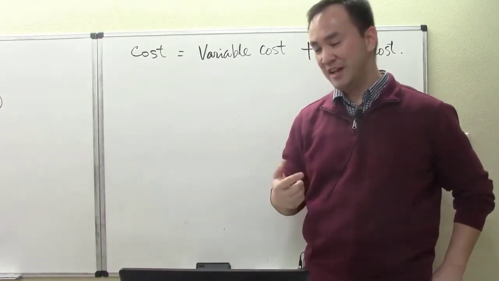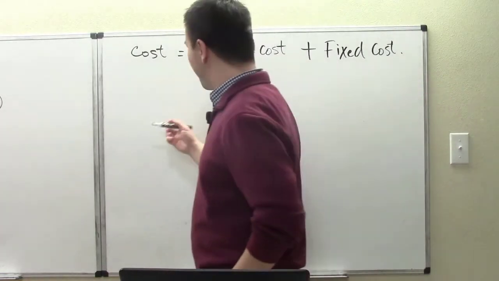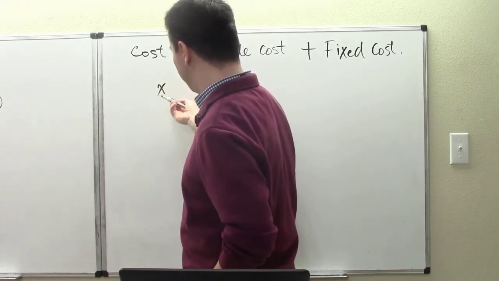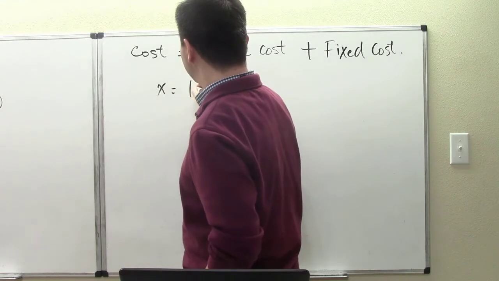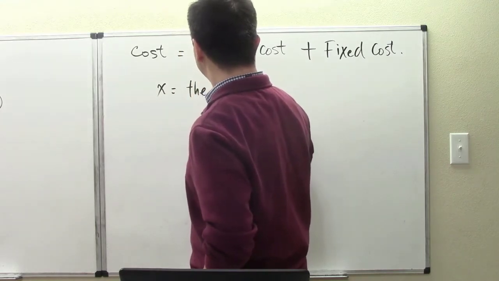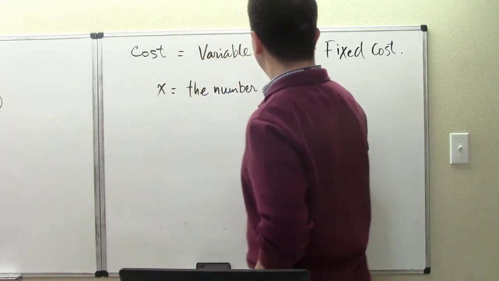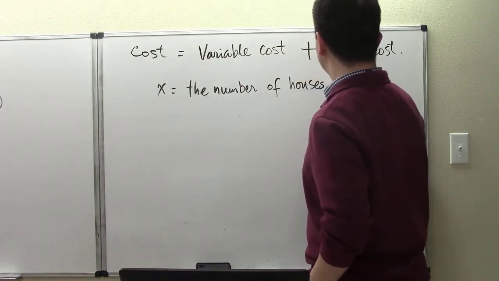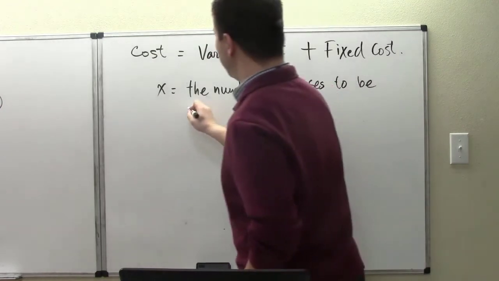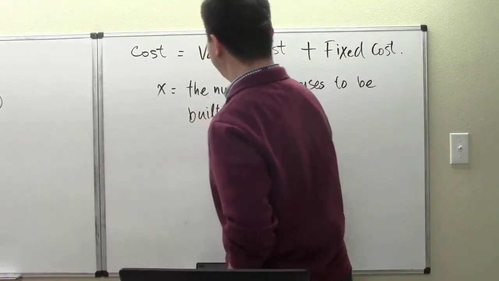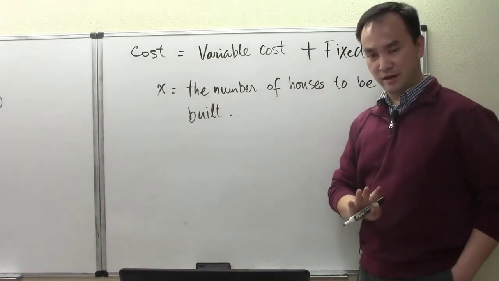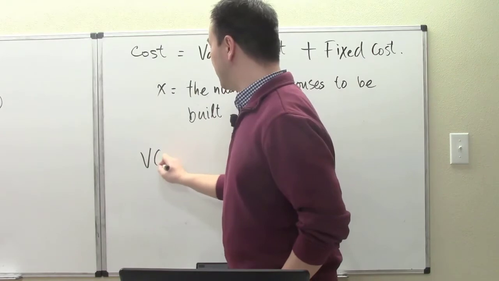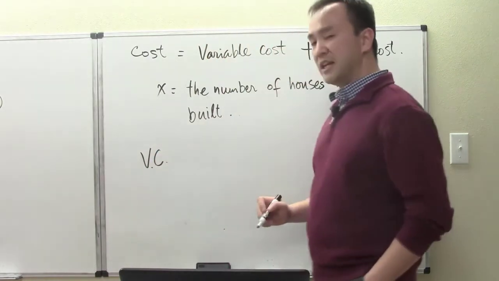It could already include the materials and labor and all that you have to spend specifically on each house. So for cost, let's define the variable x to be the number of houses to be built. So x here is the quantity, the number of houses to be built. And in that case, for variable cost, allow me to use the shorthand VC.